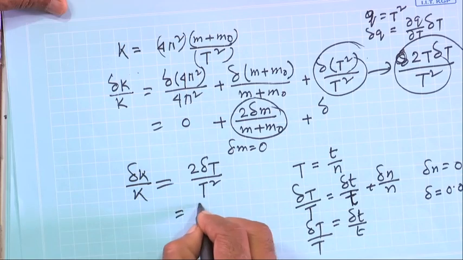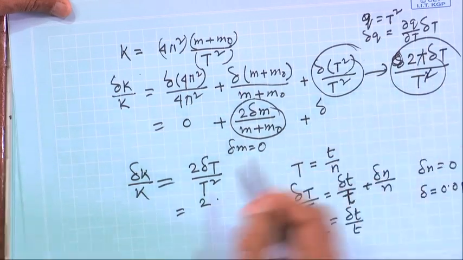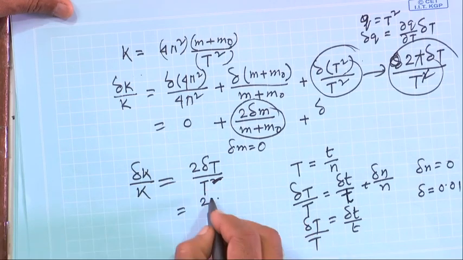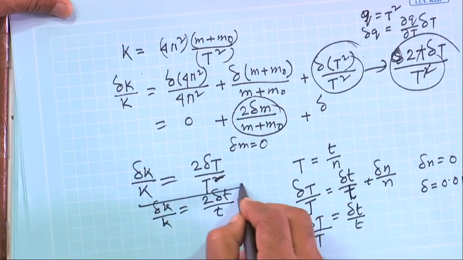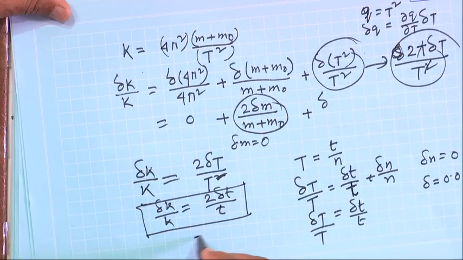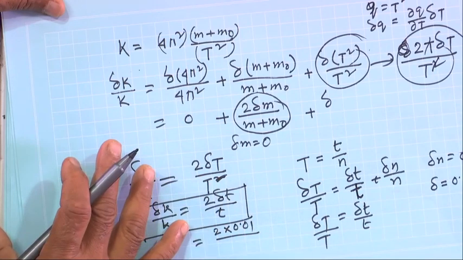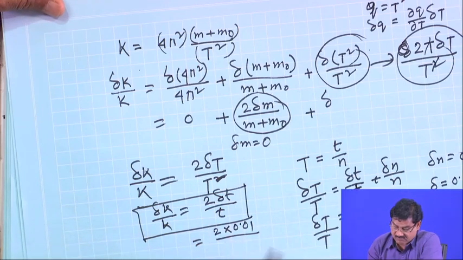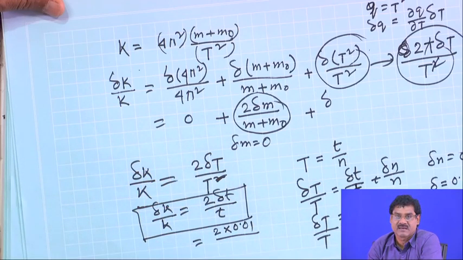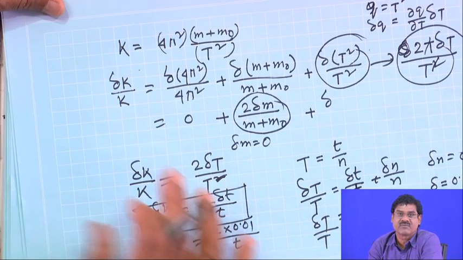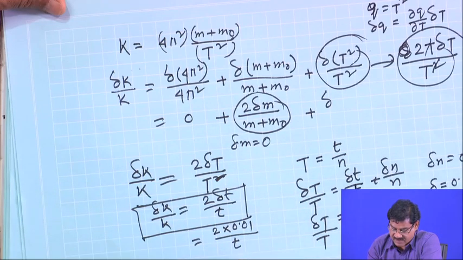So simply delta k by k is 2 delta t by t, not t square, here this t and this will go. So it is a t. This is the form of the error expression. Now easily you can find what it is: 2 into 0.01 divided by t. T is what you have calculated for different masses, so you have to calculate error for each mass. Their time periods are different, t1, t2, t3, etcetera. You put these times in, and you will get an error for each mass. Now you should take the average of these errors, that will be delta k by k.